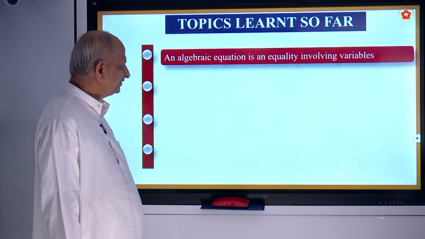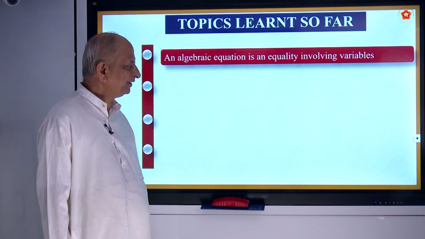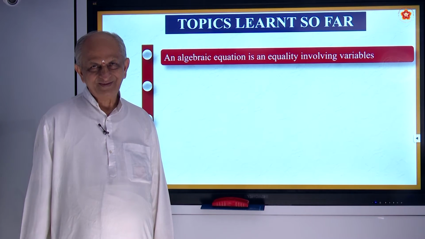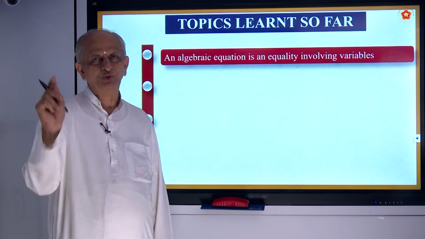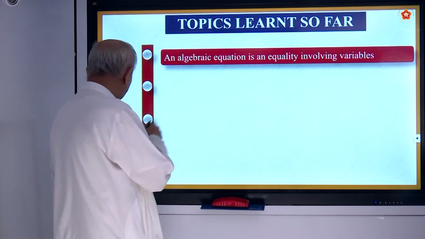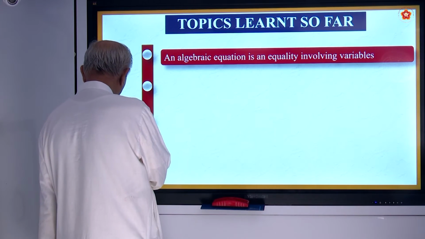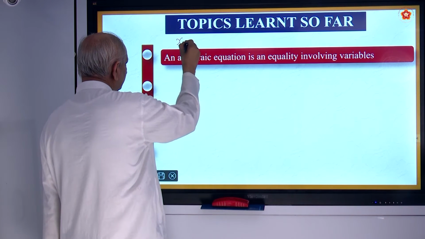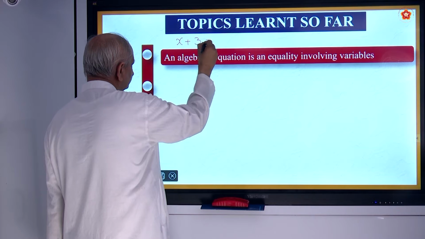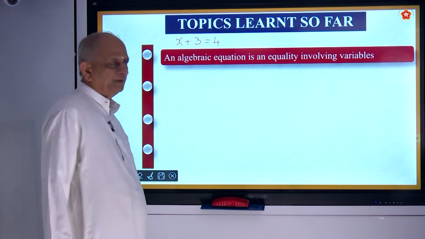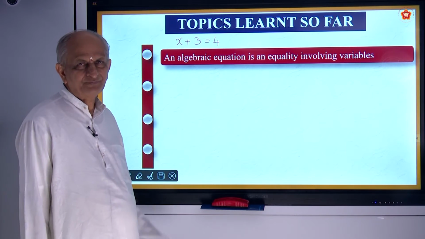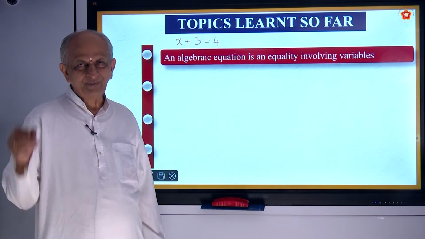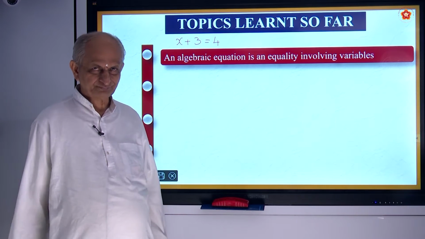An algebraic equation is an equality involving variables. What is a variable? The value of which is not known. For example, if you have an equation like x plus 3 is equal to 4, what is the variable here? x is the variable. Why? The value of which is not known.